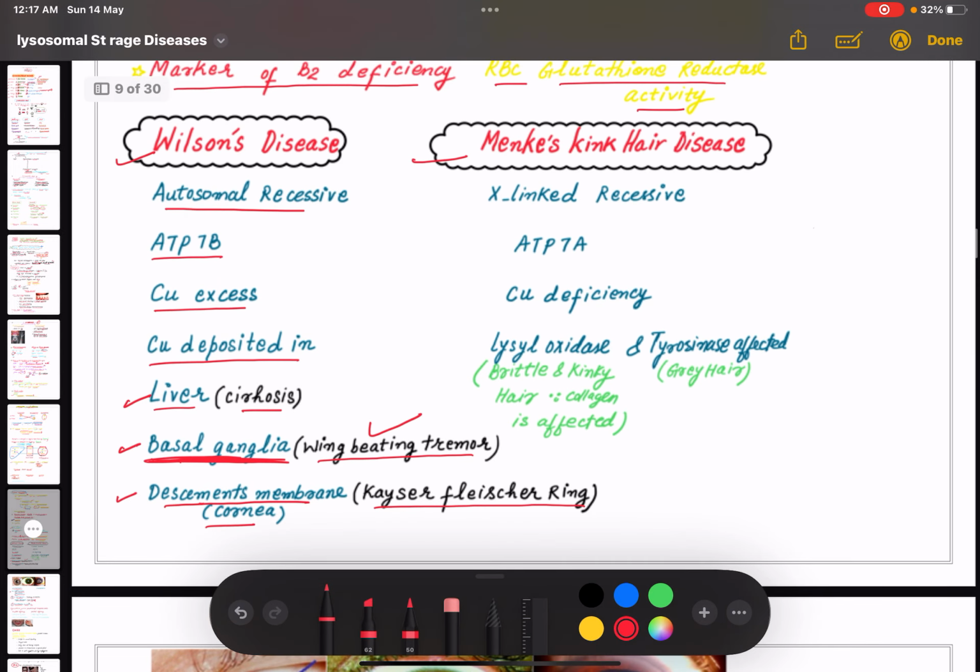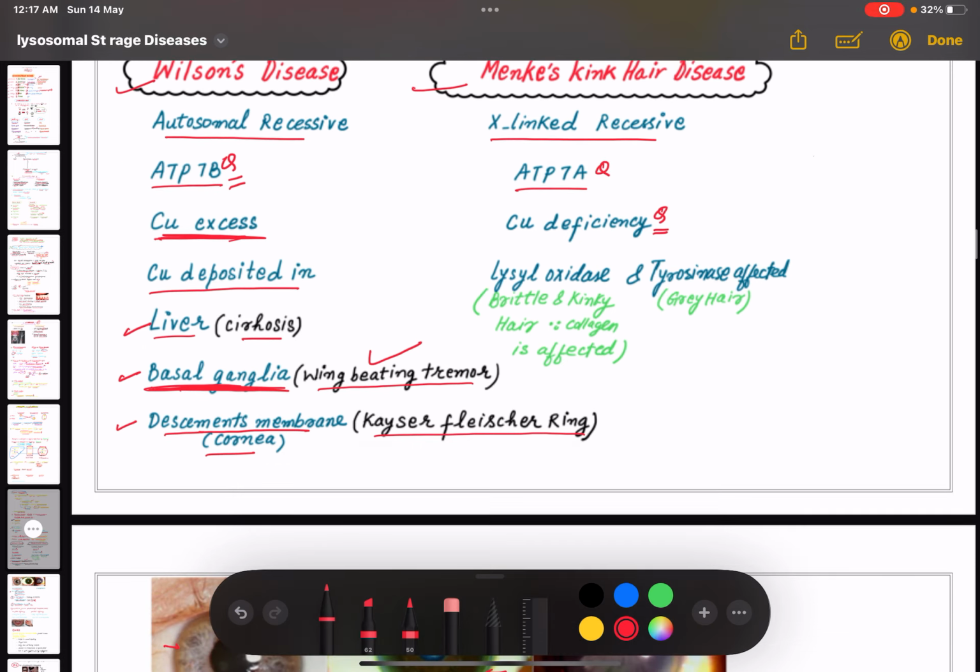Now let's see Menkes disease. It is X-linked recessive due to an ATP7A gene defect. It is due to copper deficiency. Wilson's disease is copper excess, but Menkes disease is copper deficiency. Once the copper is deficient, copper is needed for some enzymes like lysyl oxidase and tyrosinase, both will be affected.